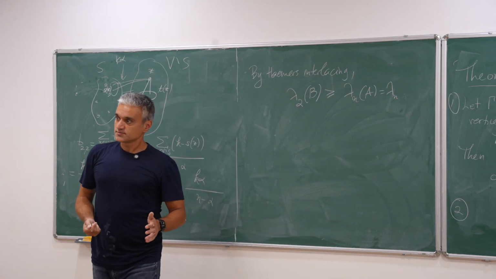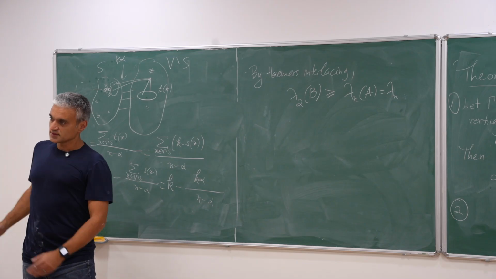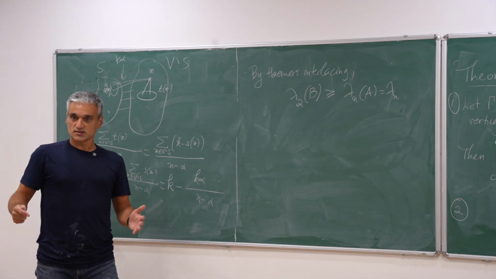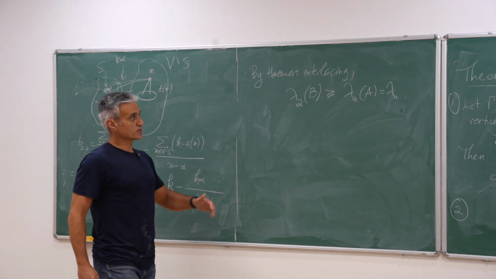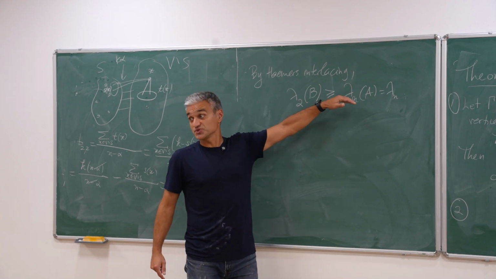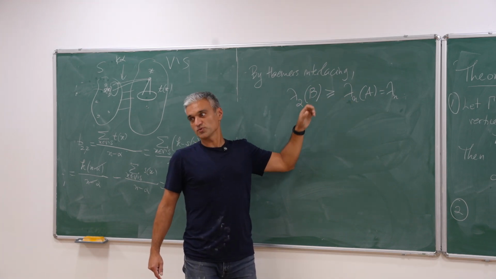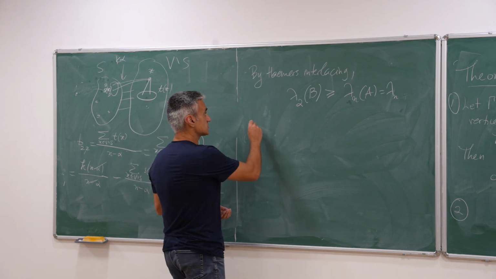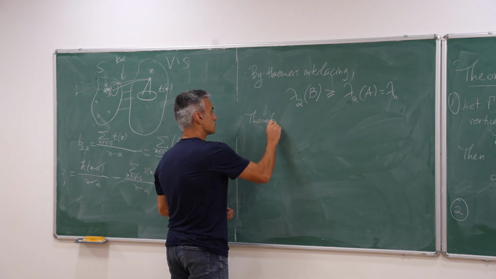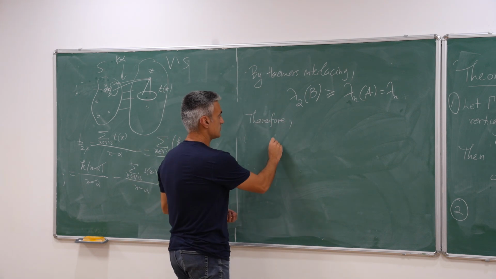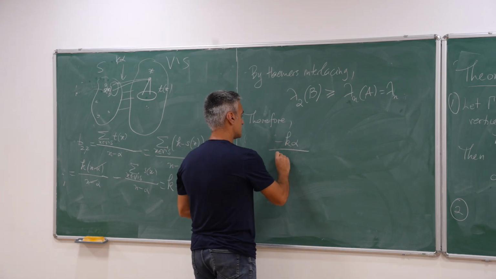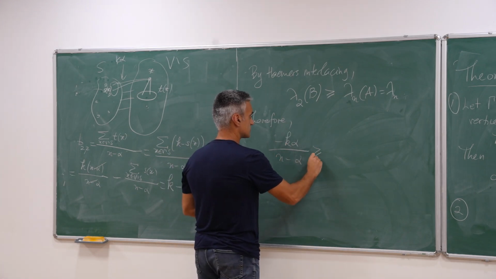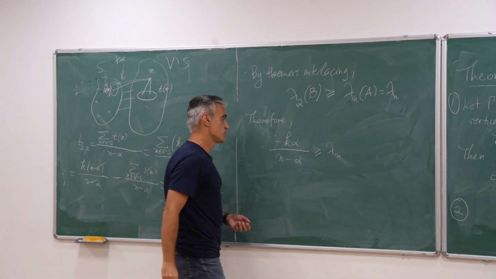So it's the other type of inequality that's in the interlacing, okay? So the big matrix gets to lose this time to the small matrix. Now let's write down what this means. Therefore, minus k alpha over n minus alpha is greater or equal than lambda n.